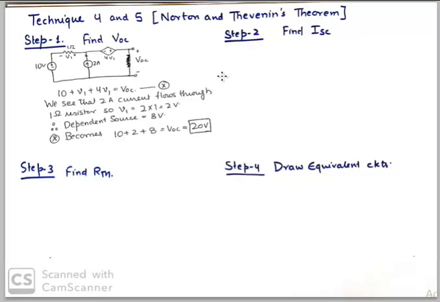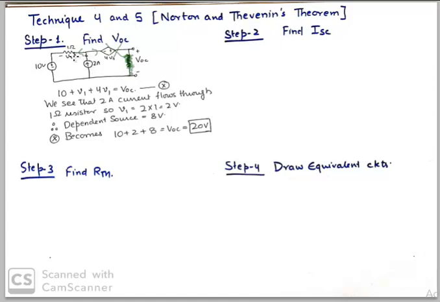The first step is to find VOC, and VOC is found by eliminating this load. So I have opened this load, so this link is not there, so this is an open circuit voltage. And on this outer loop we see that 10 plus V1 plus 4 V1 is equal to VOC. And if we inspect this circuit more closely, we see that this 2 ampere current can only pass through this network portion. It can never go to this part because it's an open path here.